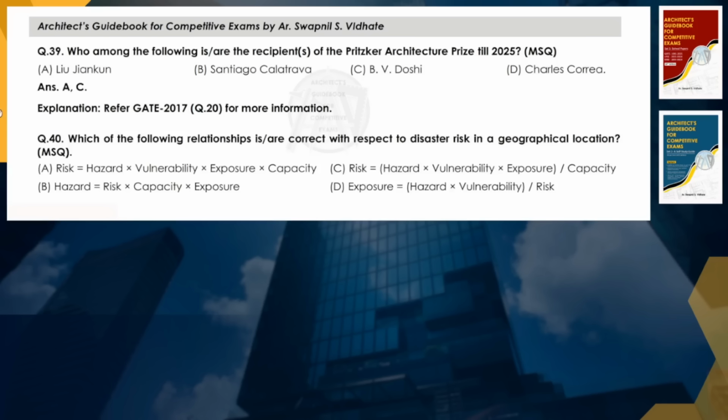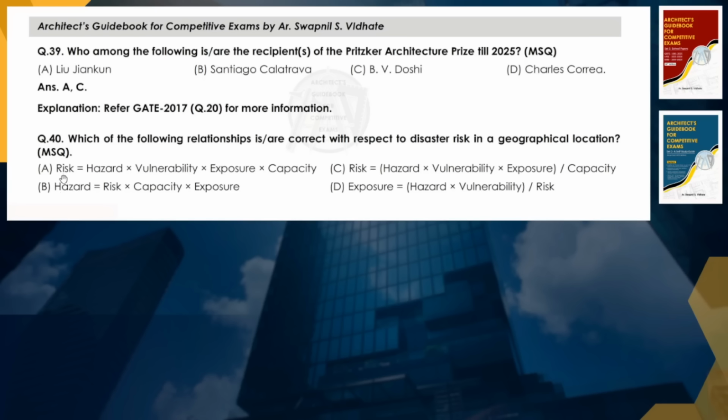Question 40. Which of the following relationships is or are correct with respect to disaster risk in a geographical location? In option A, they have provided risk is equal to hazard into vulnerability into exposure into capacity. Option B says hazard equal to risk into capacity into exposure. Option C says risk equal to hazard into vulnerability into exposure divided by the capacity. Option D says exposure equal to hazard into vulnerability divided by the risk.